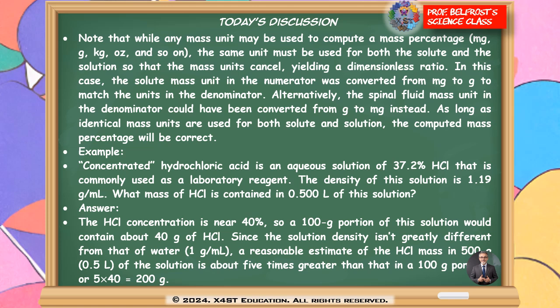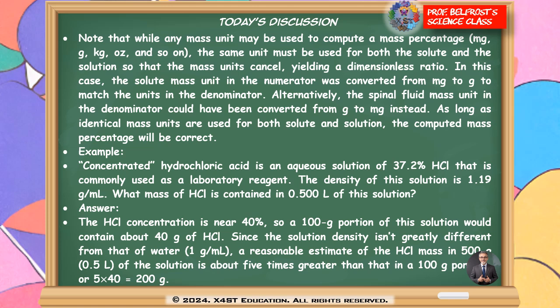The second example. We have concentrated hydrochloric acid, which is 37.2% hydrochloric acid, commonly used as a laboratory reagent, and the density of the solution is 1.19 grams per milliliter. What mass of the hydrochloric acid is contained in 0.5 liters of the solution?